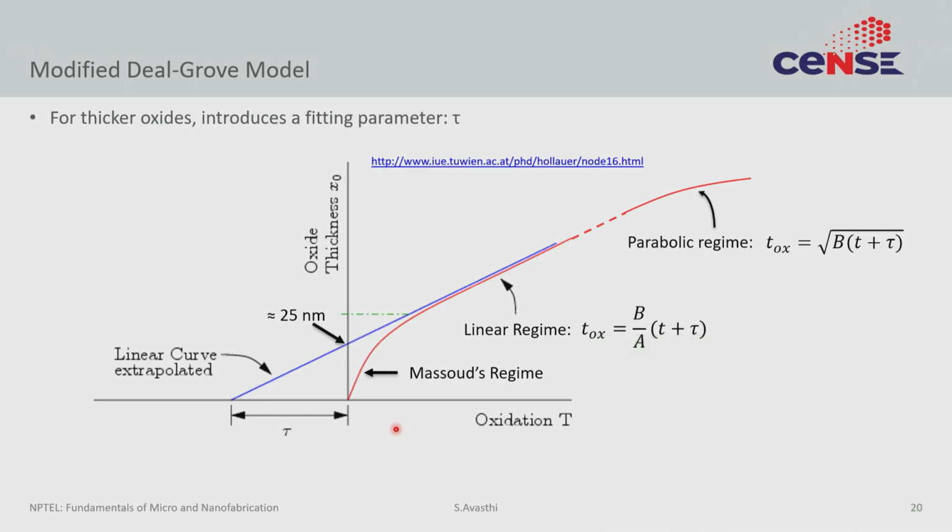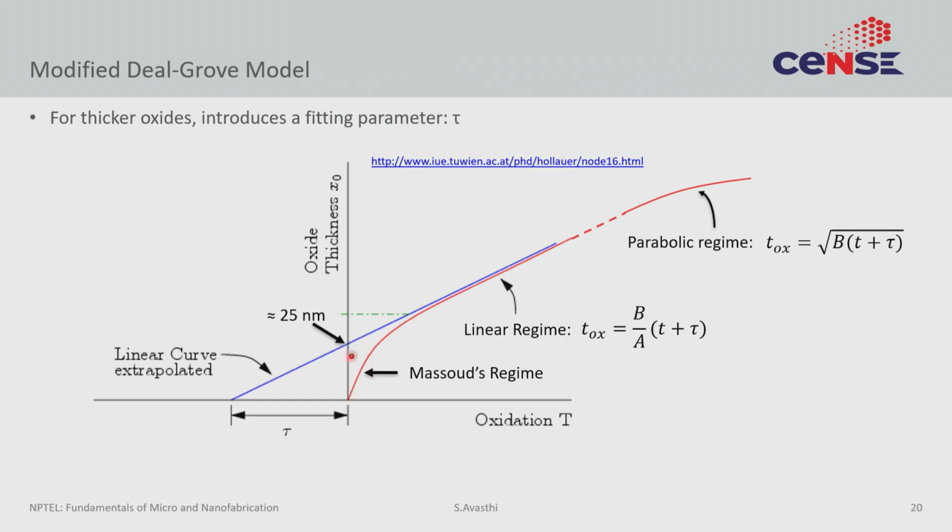Practically, this problem is handled in a simple fitting parameter type of way. So, what you actually have is this red line. You have a linear regime which the Deal-Grove model predicts. You have a parabolic regime which the Deal-Grove model predicts. But if you extrapolate this line down to lower times or lower thicknesses, then it starts deviating, and this is where you see the Massoud regime or the ultra thin oxide growth regime.